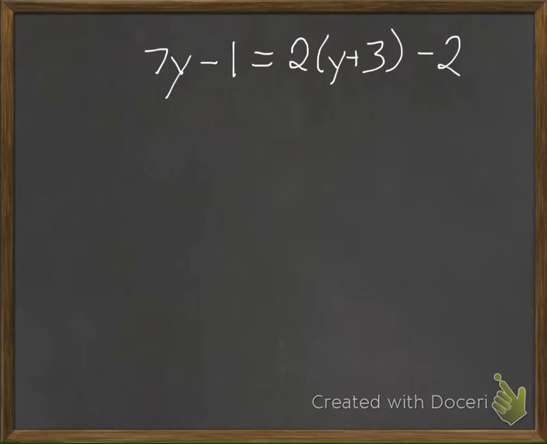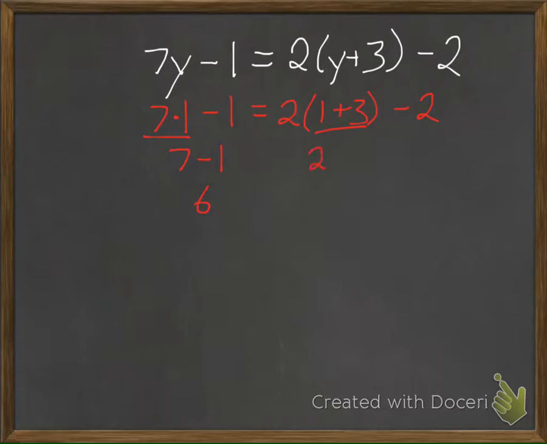So this becomes 7 times 1 minus 1 equals 2 times 1 plus 3 minus 2. Now from here, don't start doing inverse operations. At this point, it's just order of operations. So on the left-hand side, I need to do multiplication before subtraction. 7 times 1 is 7, and 7 minus 1 is 6. So on the left-hand side, that problem works out to be 6. Now on the right, I need to do parentheses first.